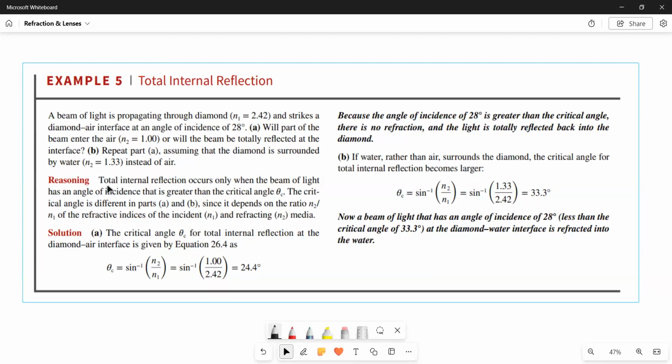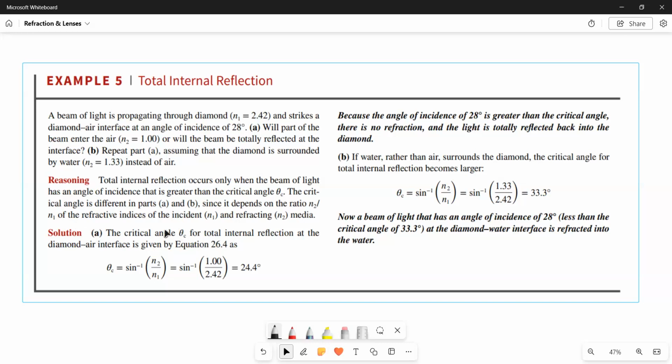The reasoning says total internal reflection occurs only when the beam of light has an angle of incidence that is greater than the critical angle. They say the critical angle is different in parts A and B since it depends on this ratio, N2 over N1, the two refractive indices of the materials, because of air-diamond and water-diamond.